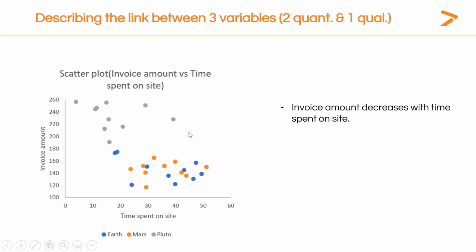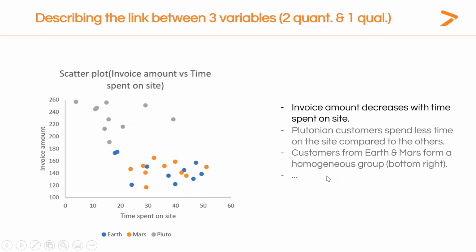I see that globally invoice amount decreases with time spent on site, which is not necessarily the case within each group. Then Plutonian customers, so the gray ones, spend less time on the site compared to the others. Customers from Earth and Mars form a homogeneous group, so at the bottom right. So these hypotheses, I was able to extract them from a simple chart.